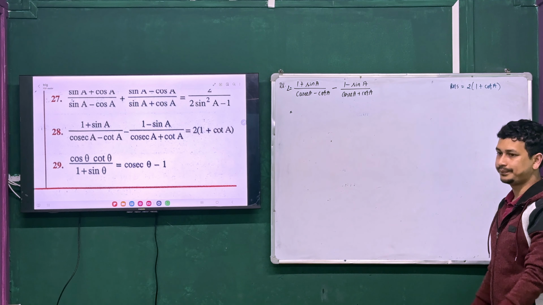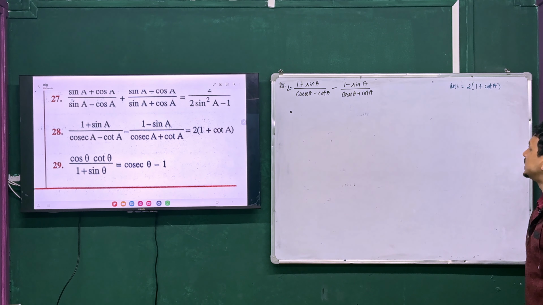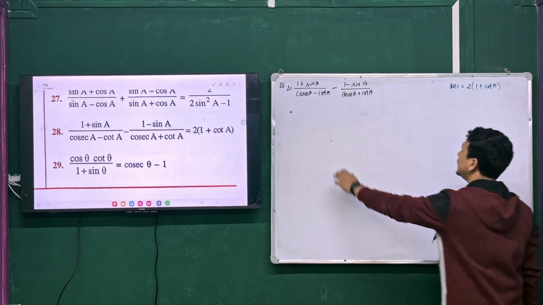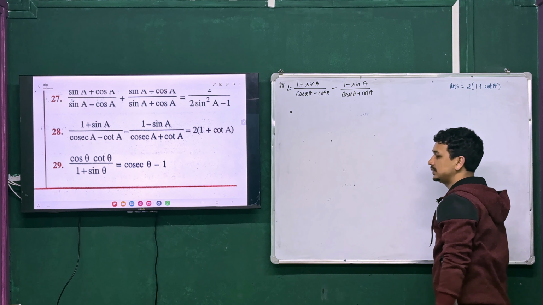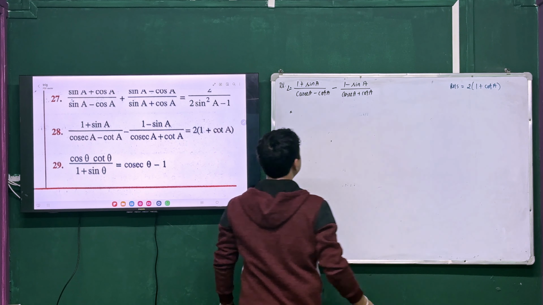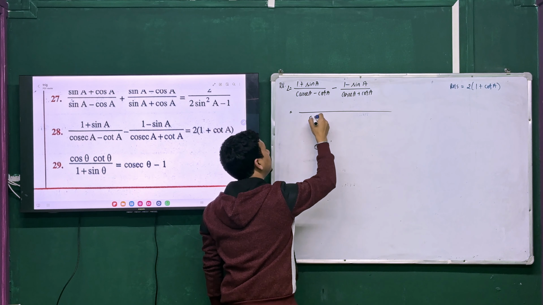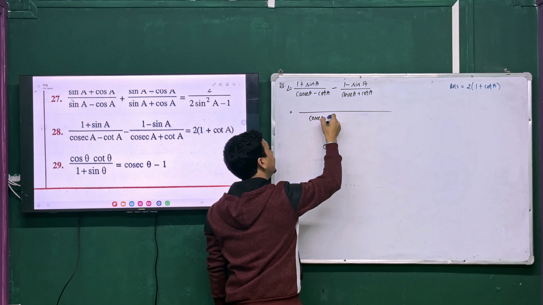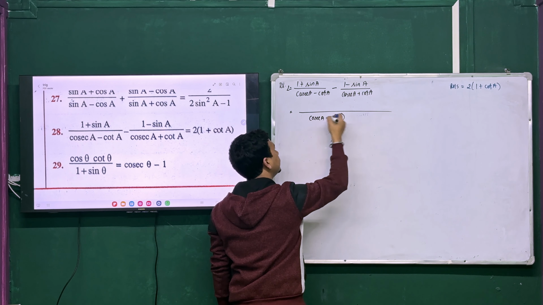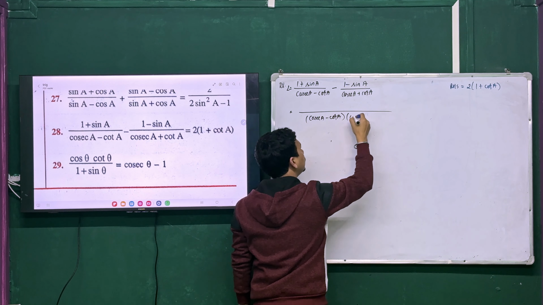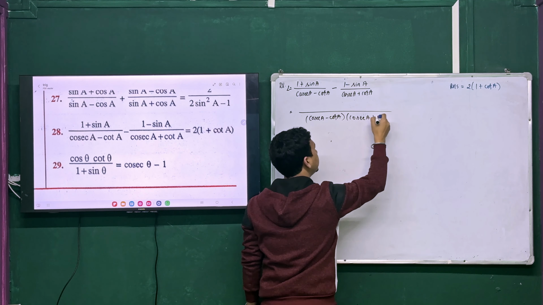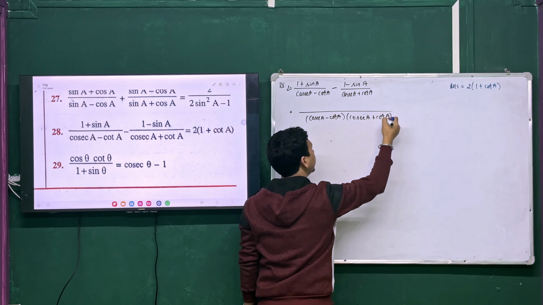What should we do here? Yes, we can take LCM because you can see that this term and this term are similar. So let's start with taking the LCM. So the LCM will be what? It will be cosec A minus cot A times cosec A plus cot A.